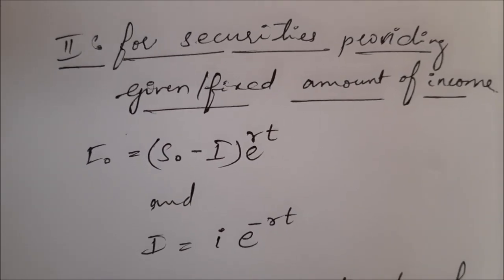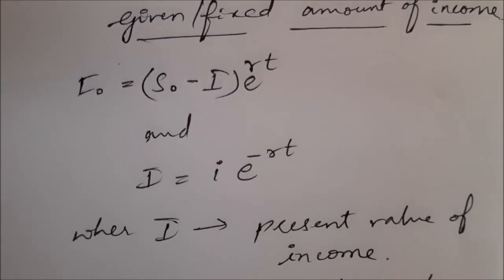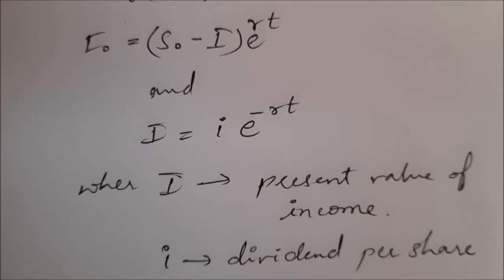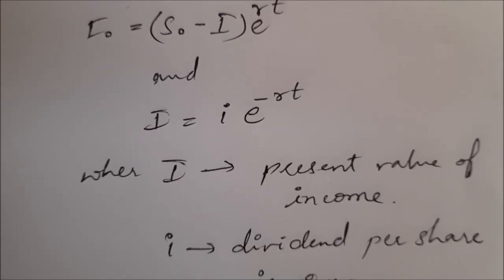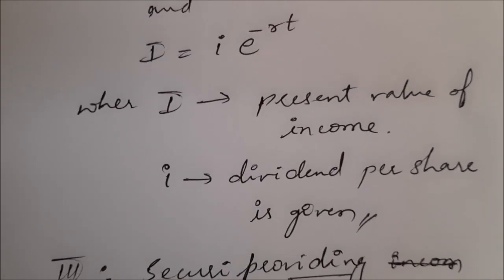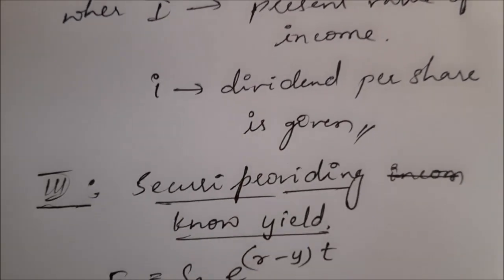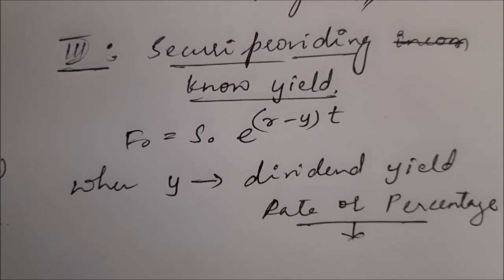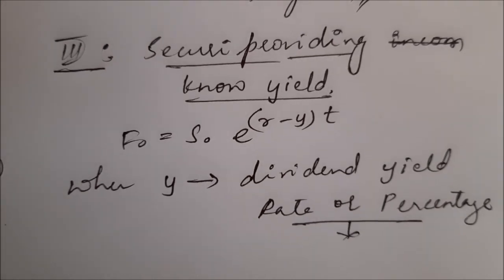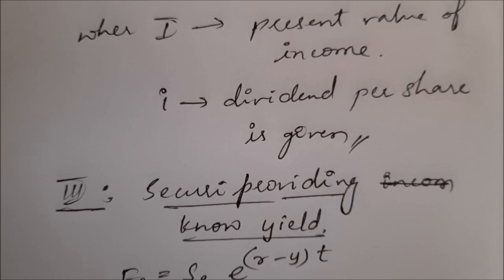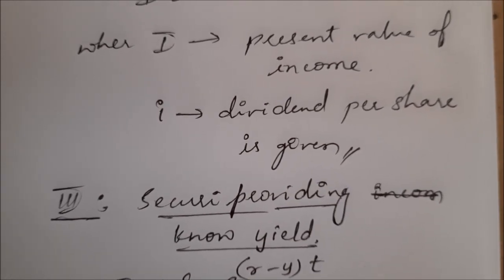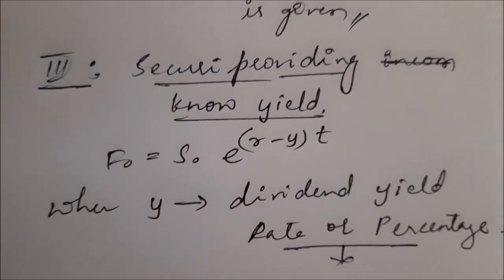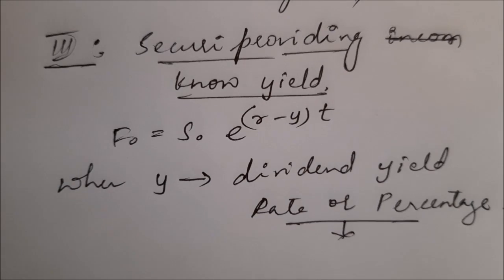In the second step, the formula was F naught is equal to (S naught minus I) e to the power RT, and I is nothing but the present value of income, and the small i I have written for dividend per share is given in the problem. So this formula you have to use. And in the third step, the difference is they will give you the dividend yield rate or percentage. In the second step, they will just give the dividend earning per share. If the dividend is given, then you have to use the second formula. If the percentage is given, then you have to use the third step.